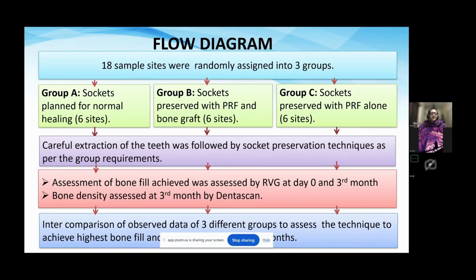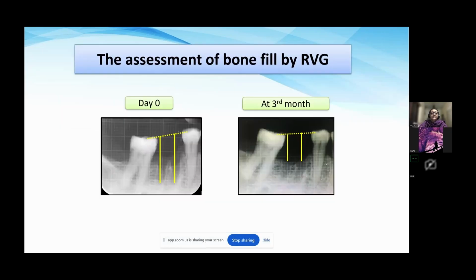Bone fill achieved was assessed by RVG at day 0 and 3rd month. Bone density was assessed at 3rd month using DentaScan, and intercomparison of the observed data of the 3 different groups to assess the technique to achieve the highest bone fill was done after 3 months. The assessment of the bone fill was done using RVG. And these are the photographs of the protocols followed in all the 3 groups.